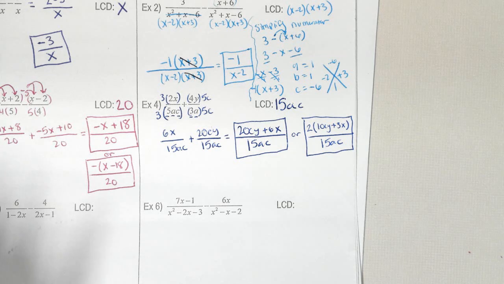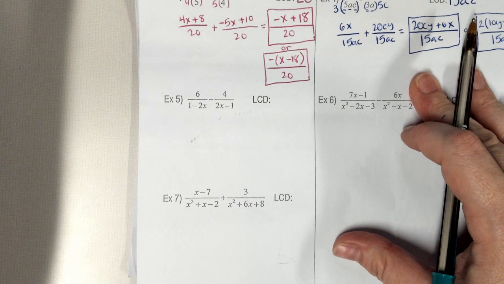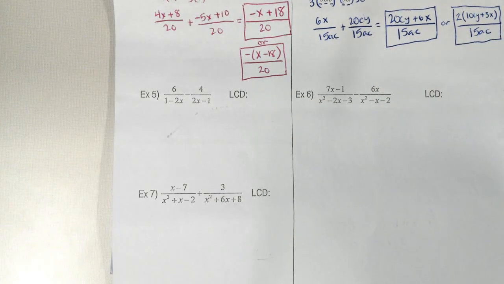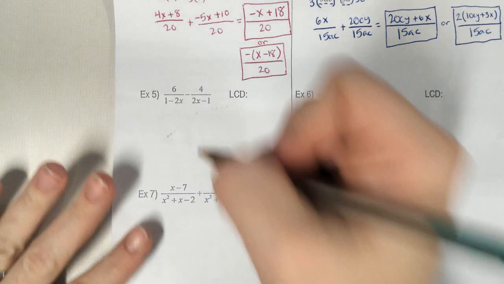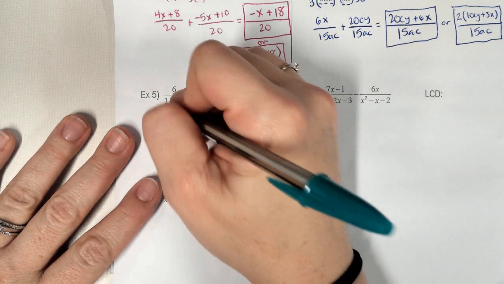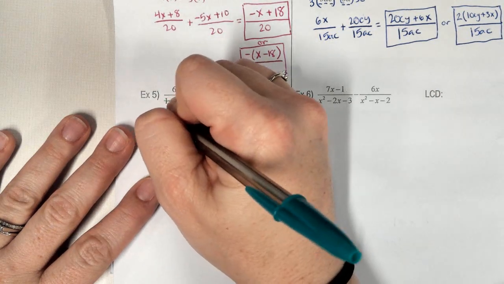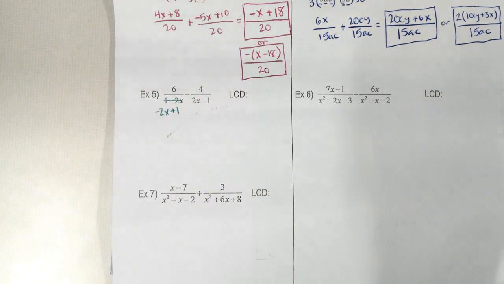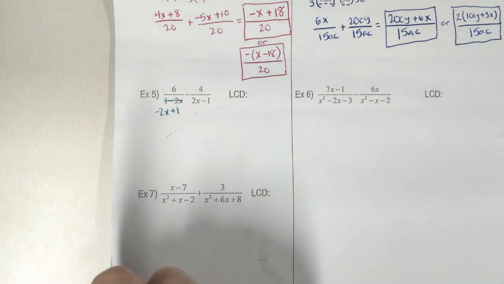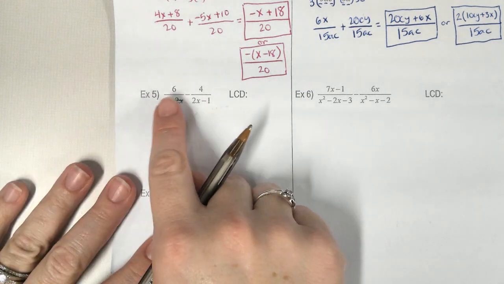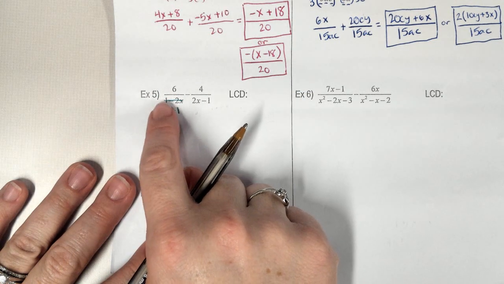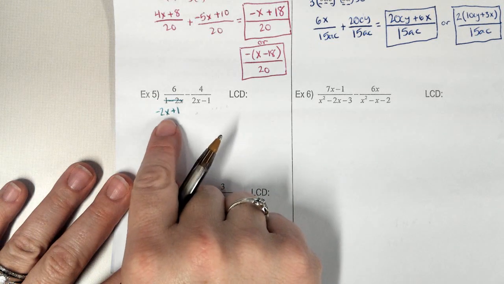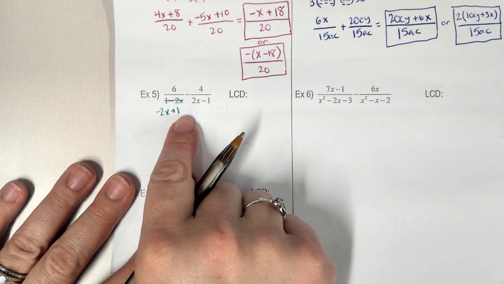Okay, let's look at number 5. Okay, so what's wrong right now? What's wrong with one of the denominators? The order. And when I fix the order, what does it look like? Negative 2x plus 1. Are we not? No. Because the negative 2x, that was a negative 2x and a positive 1. So when we flip it, that has to stay negative and that has to stay positive.